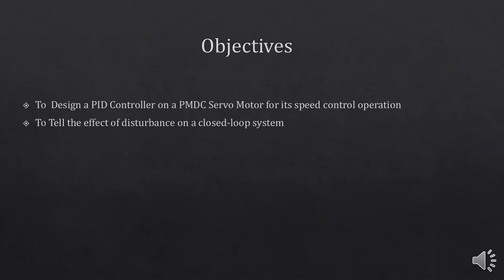There are two objectives of this lab. First, you will design a PID controller on a permanent magnet DC servo motor for its speed control operation. Secondly, you will tell the effect of disturbance on a closed loop system. You will have to change the PID gains and observe the effect of the disturbance.